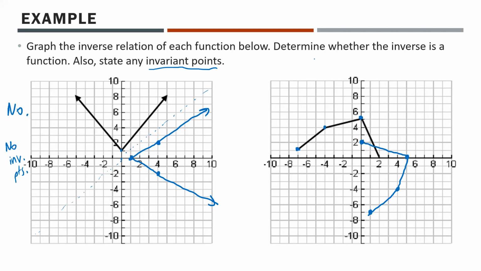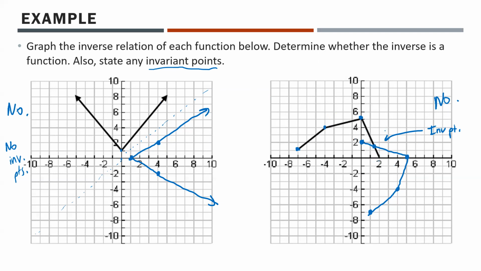Determine whether the inverse is a function. Well, notice the inverse fails the vertical line test, and the original function failed the horizontal line test. So no, the inverse is not a function. And then state any invariant points. Maybe I should change the wording on here because state isn't really going to be possible. Notice there is an invariant point. It's this point right here where the two graphs touch, right? That is going to be an invariant point. So I'll just say invariant point is right there. If I were to guess what that coordinate is, I'd say maybe it's 1.5, 1.5.